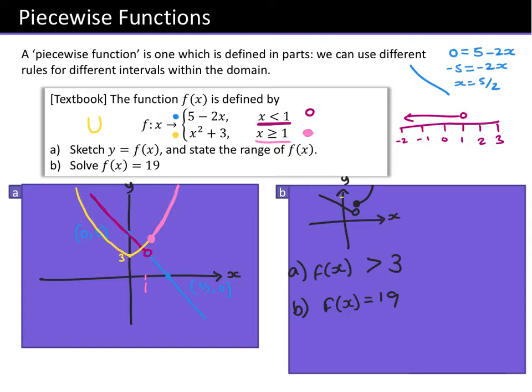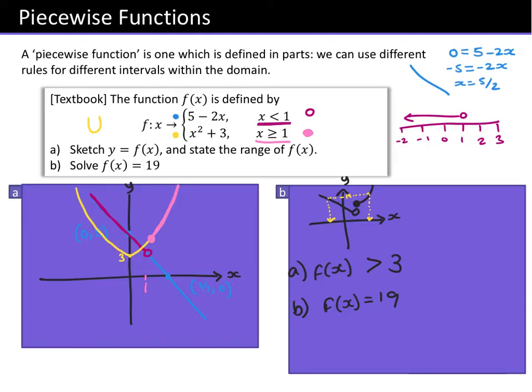Imagine my 19 is here, okay? Because f of x equals 19 means my y coordinate is 19. This is 19. So if I go across, I'm going to have one x value here, and one x value here. So I know I've got two x values, okay?